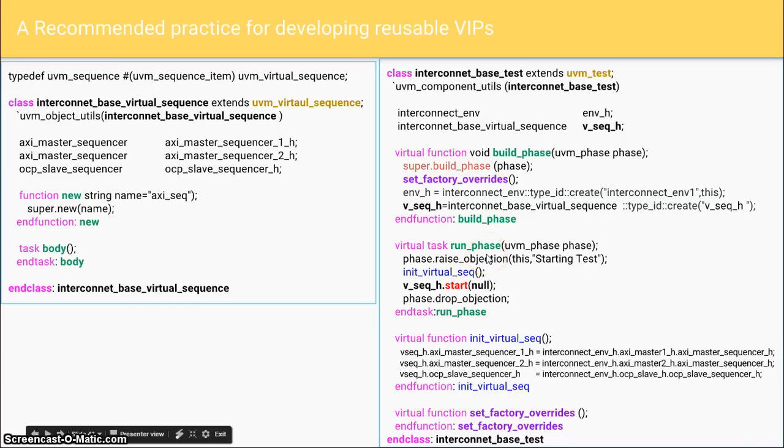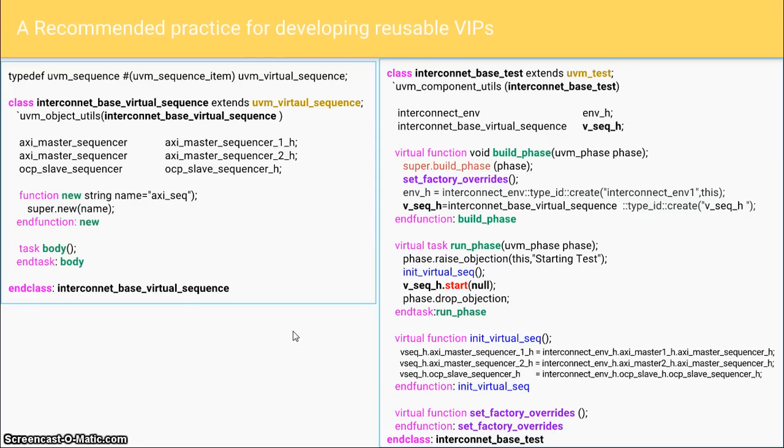Next, in the run phase function, after raising the objection, you will call the init virtual sequence function, which will fill the handles appropriately, like the v sequence h handle dot master sequencer is equal to the environment dot master agent 1 dot sequencer, and so on. After that we will start the base virtual sequence on the null pointer, and when it is finished we will drop the objection. As there is no content in the body function of the base virtual sequence, nothing will happen here if you just start this base test in the simulation.